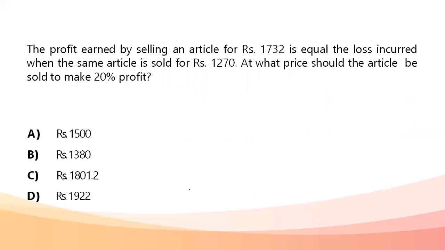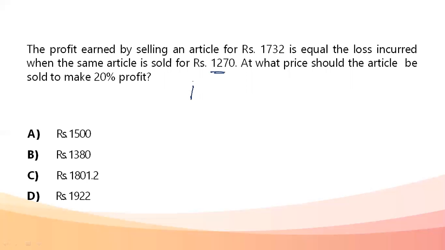Next, the profit earned by selling an article for rupees 1732 is equal to the loss incurred when the same article is sold for rupees 1270. At what price should the article be sold to make a 20% profit? Now, the profit earned by selling an article is equal to the loss when the same article is sold.